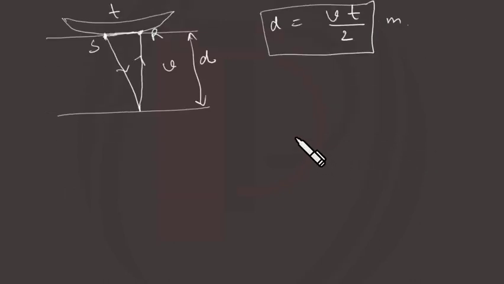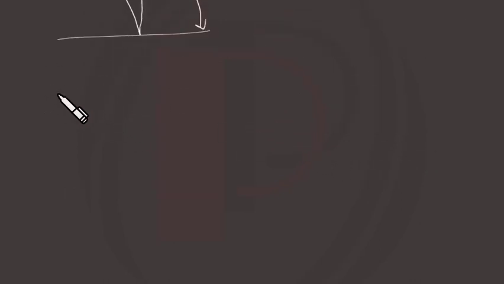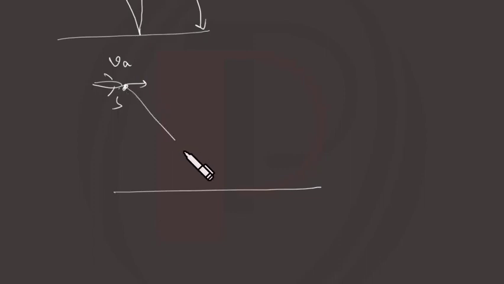Very easy. Now, how can we measure the height of an aeroplane? Let's say an aeroplane is moving with velocity VA. Let's say again the source at point S releases the signal. This is the ground, and the signal gets reflected by the ground.